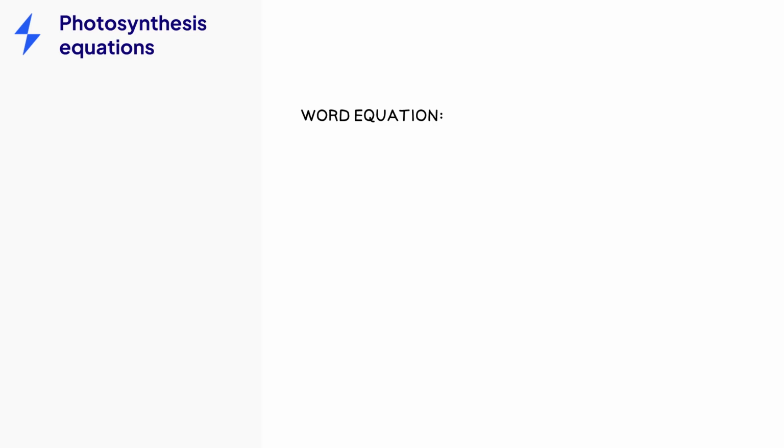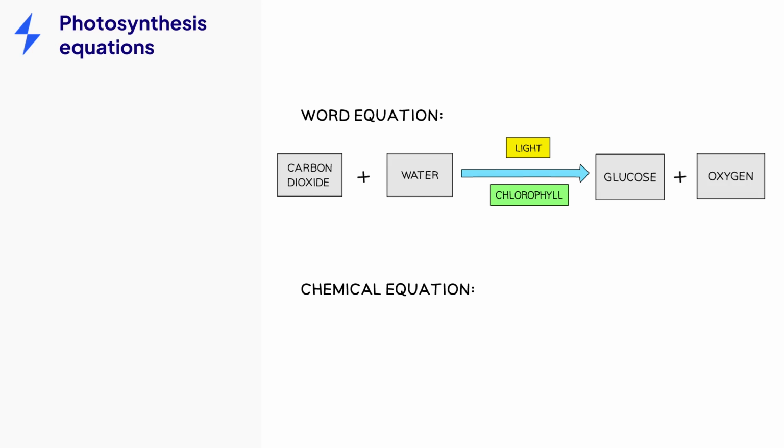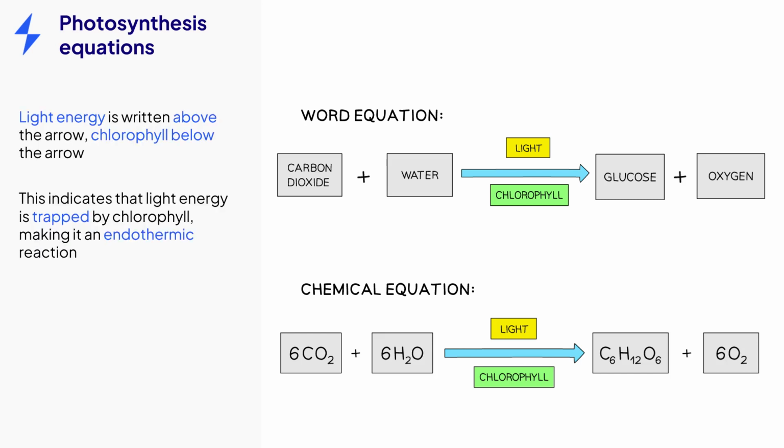The word equation for photosynthesis is as follows. Carbon dioxide and water, in the presence of light and chlorophyll, will produce glucose and oxygen. The balanced chemical equation for the process shows that 6 molecules of carbon dioxide and 6 molecules of water react to produce 1 molecule of glucose and 6 molecules of oxygen. Note that light energy is written above the arrow and chlorophyll below the arrow to show that chlorophyll traps light energy to facilitate the process of photosynthesis.